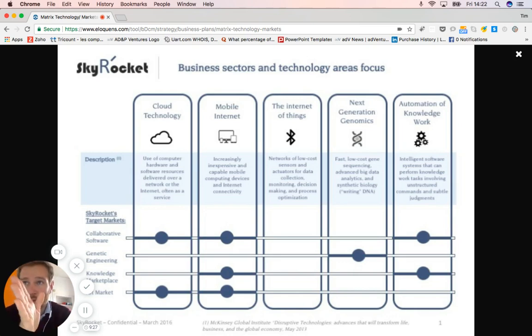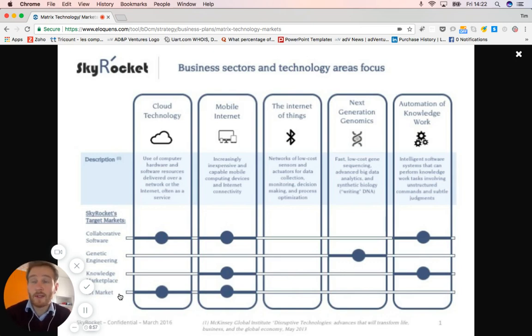On the matrix, you will be able to identify your disruptive technologies, which are here, and how you're using them in the different markets you have a business project, companies, or investments on, which is, for instance, here. Different markets in which we are. Here it's Skyrocket, collaborative software, genetic engineering, knowledge marketplaces, and the art market.